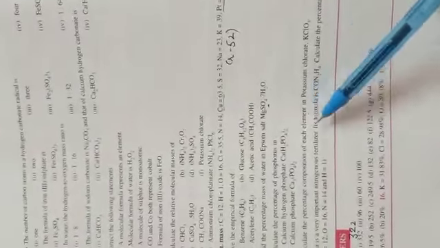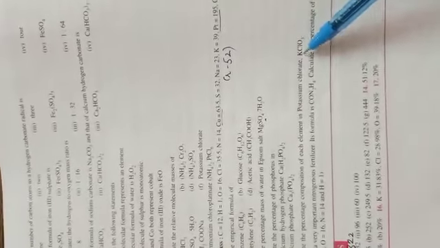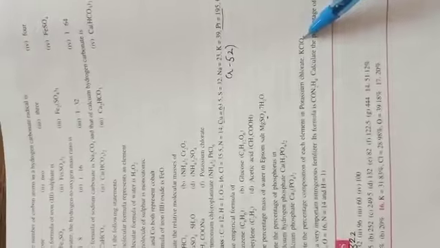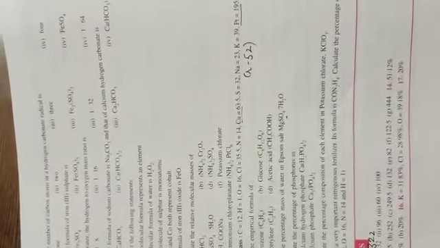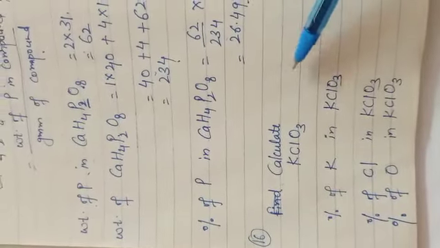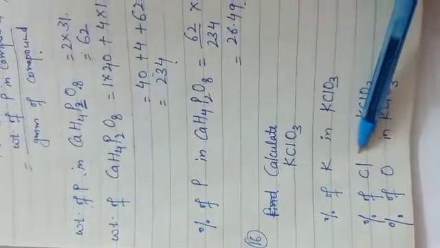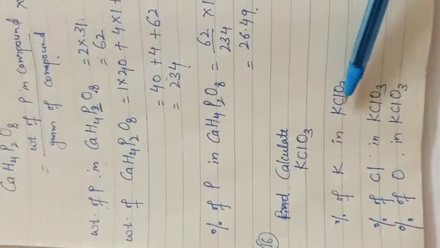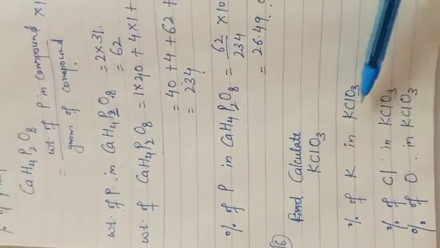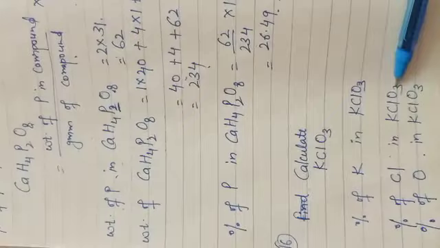16th numerical, calculate the percentage composition of each element in potassium chlorate. Each element means how many elements are there? There are potassium, chlorine and oxygen, which means we have to calculate the percentage of each element, that means potassium, chlorine, oxygen, in potassium chlorate by using the formula of percentage.